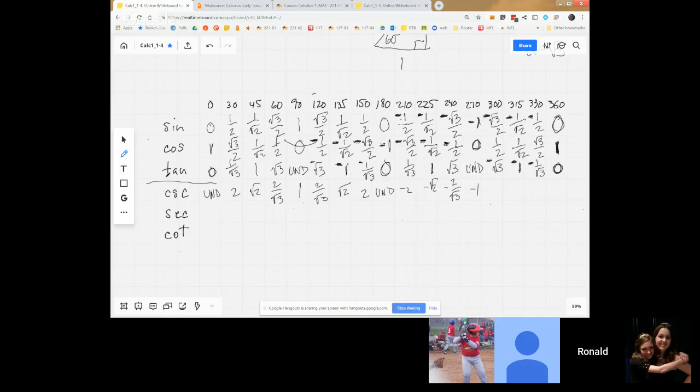I'm just using the reciprocals of that top line up there. Of course, reciprocals do not affect the sign. So if it was negative, the reciprocal has to be negative. Okay, secant. That should be the reciprocal of the cosine. Reciprocal of 1 is 1. Reciprocals.